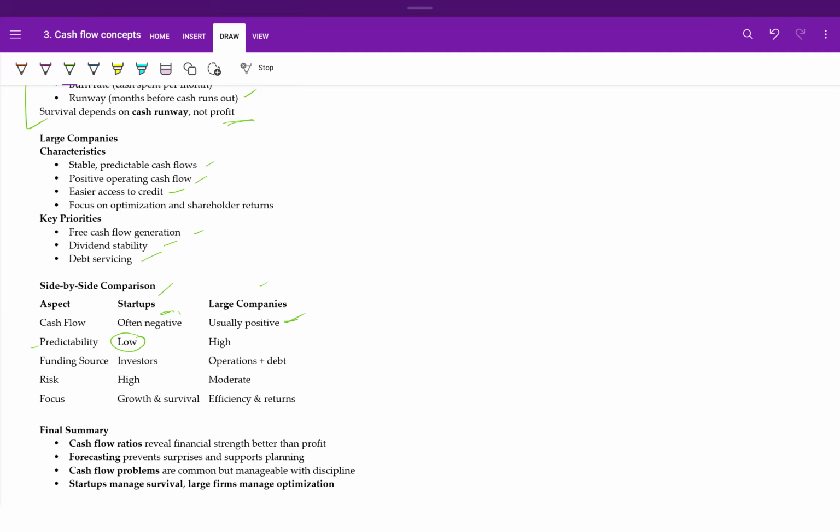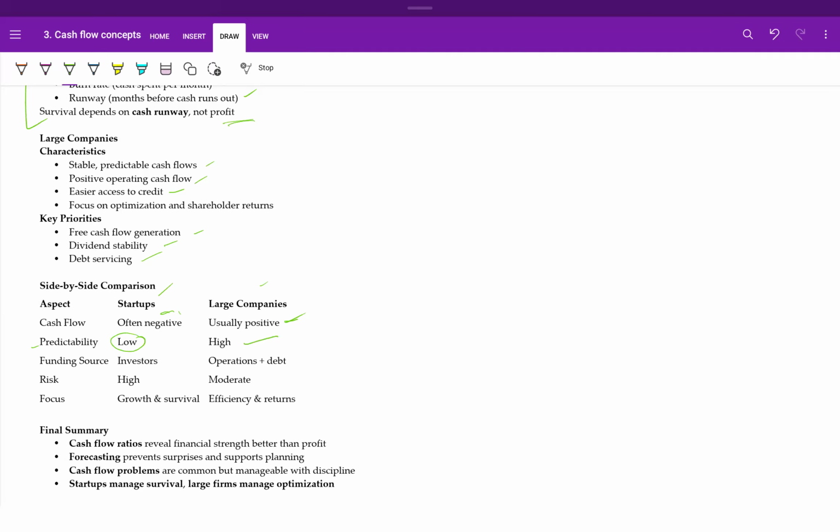However, large companies are predictable because they have a long operating history, diversified products and markets, stable contracts, and repeated customers. Predictable cash flow enables accurate forecasting and long-term planning. I hope this was clear.